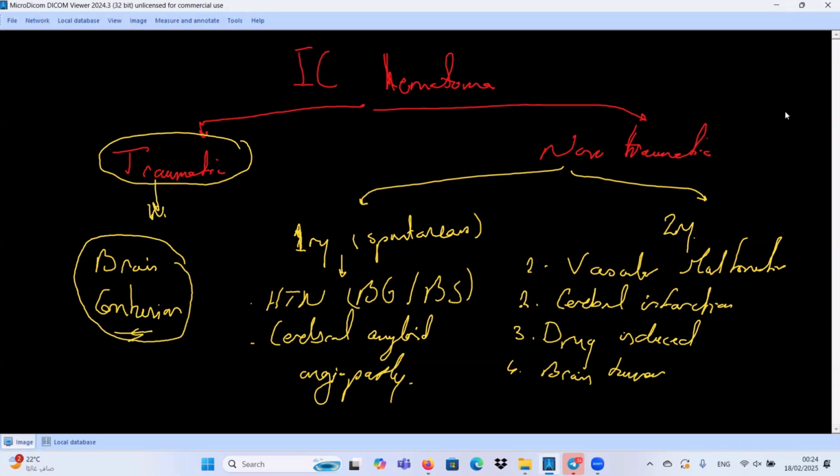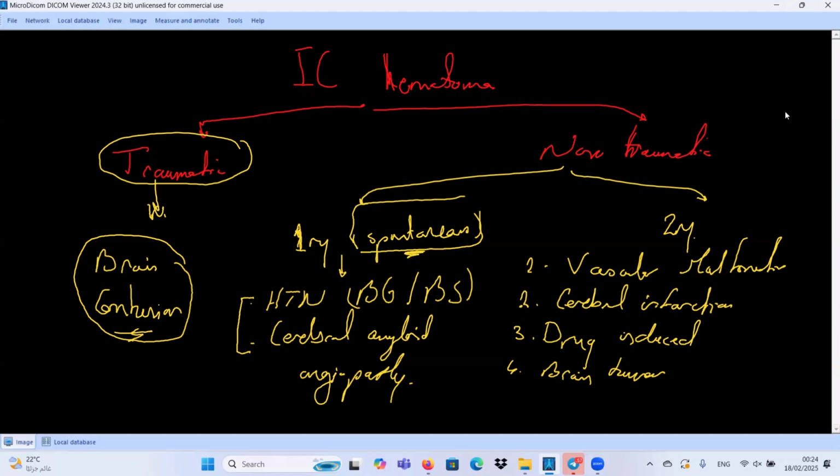Once we have a non-traumatic patient, we should think either primary or secondary. Primary, we can call it spontaneous causes for intracerebral hematoma. We should think of two main causes, hypertensive or cerebral amyloid angiopathy. Both of these causes are commonly present in elderly patients.